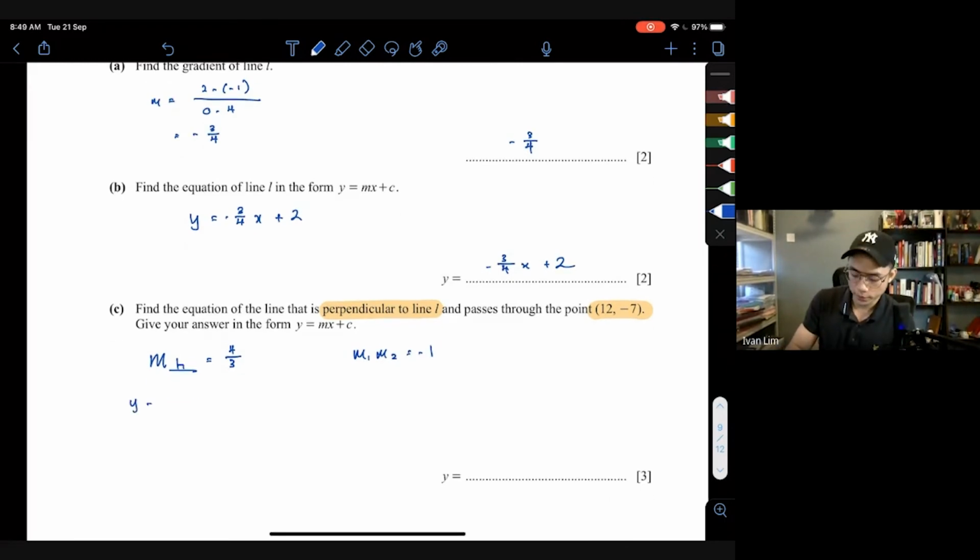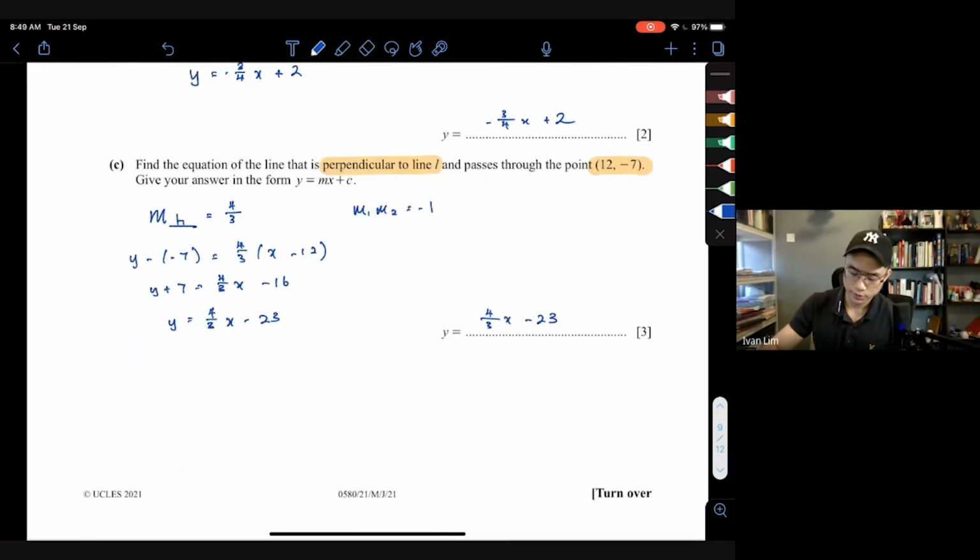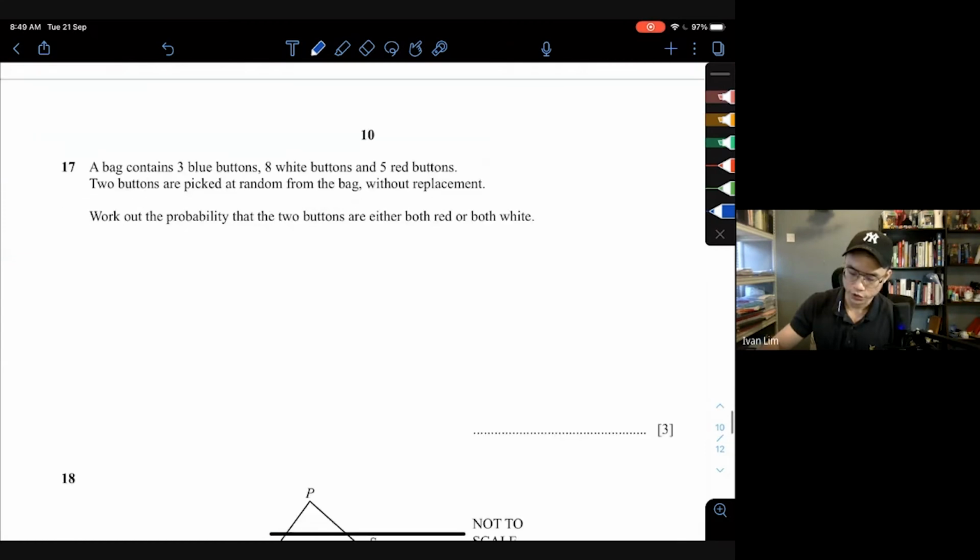Then we sub into y minus y1 equals m times x minus x1, with the point that's given to us. y plus 7 equals 4 over 3 times x minus 12, which will be y equals 4 over 3 x minus 16 minus 7, so minus 23. So this is a line equation question.